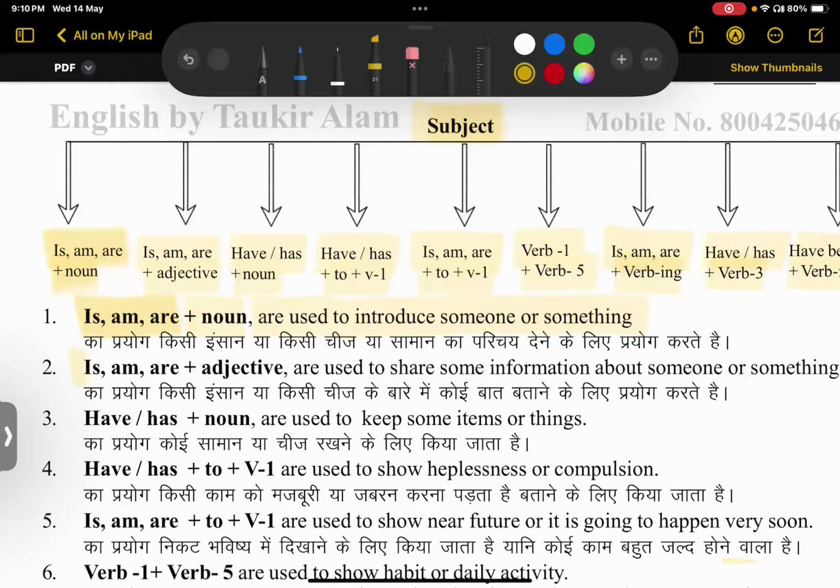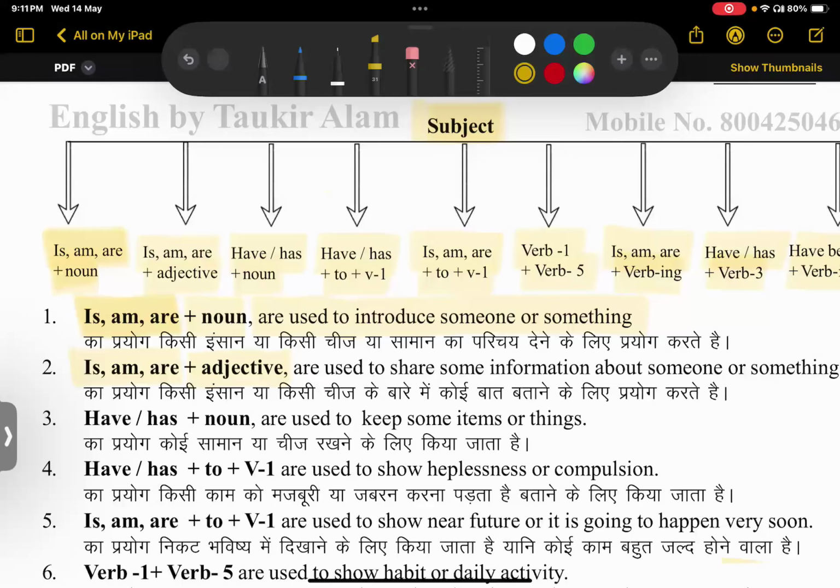Well, the next structure is subject is, am, are plus adjective. Adjective means a word we use to qualify a noun or share some information about a noun. For example, if I say, I'm a teacher, can you tell me what kind of teacher I am? I'm kind, or I'm cruel, I'm healthy, or I'm handsome. What kind of teacher I am? You are not going to understand, even if I speak an adjective. Adjective means a word that shares some information about someone or something. So if you want to add some information about a noun, then you will use is/am/are plus adjective.